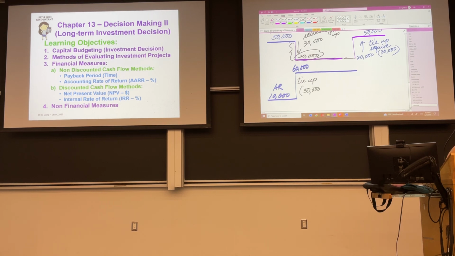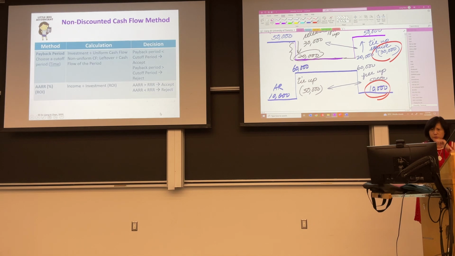50,000 cash. At the end, you go back down to 10,000. So you free up 50,000. So in the beginning negative, the end positive. In the beginning positive, the end negative. That's why. But the end positive or negative is not the same value as the beginning because of the time value of money.